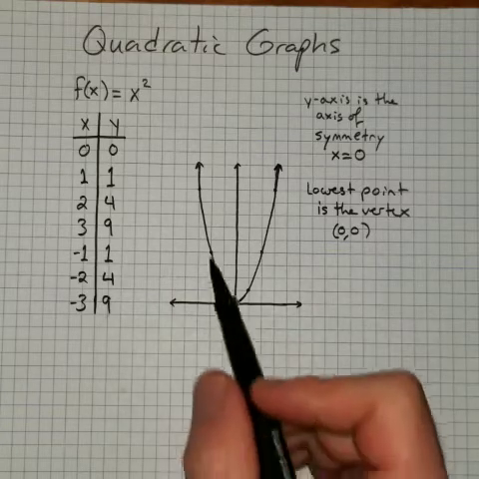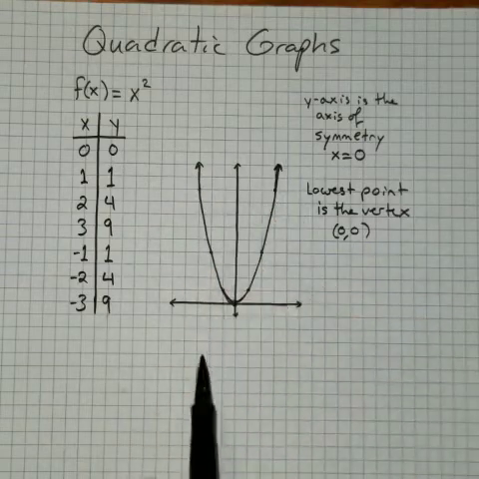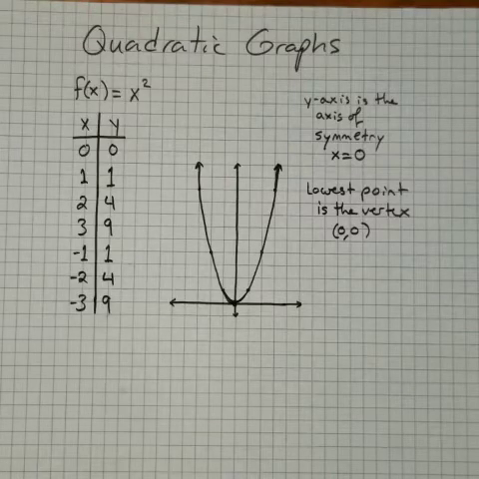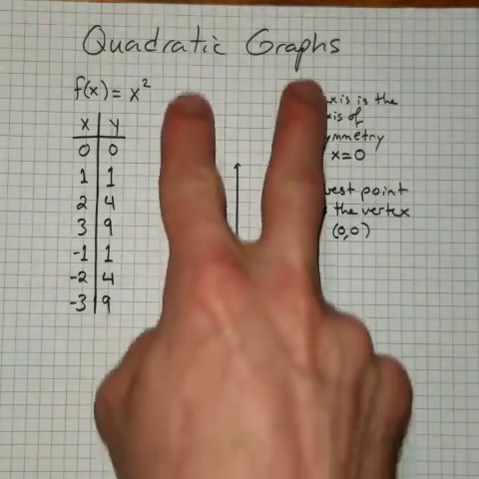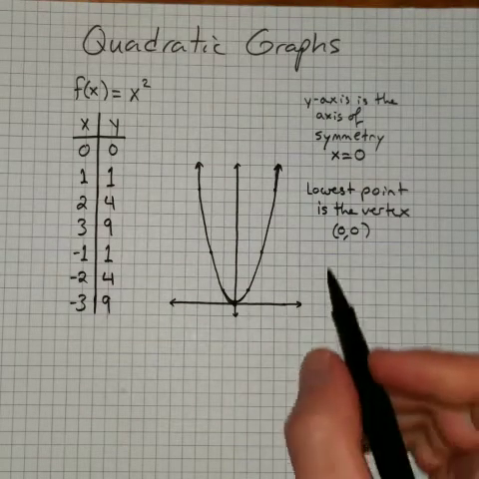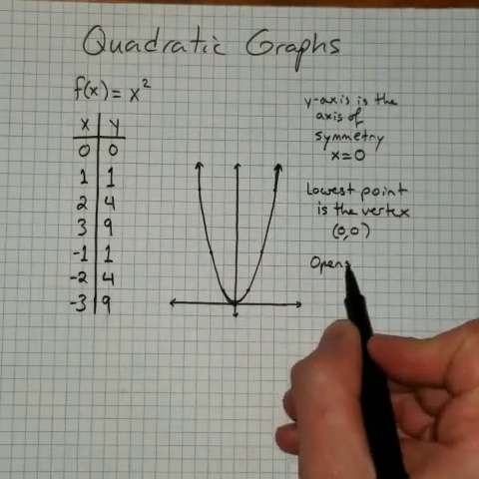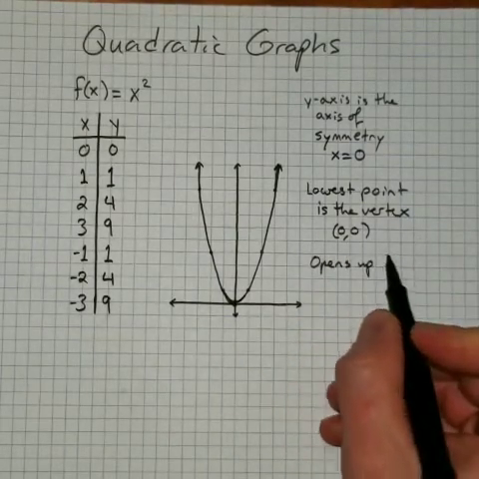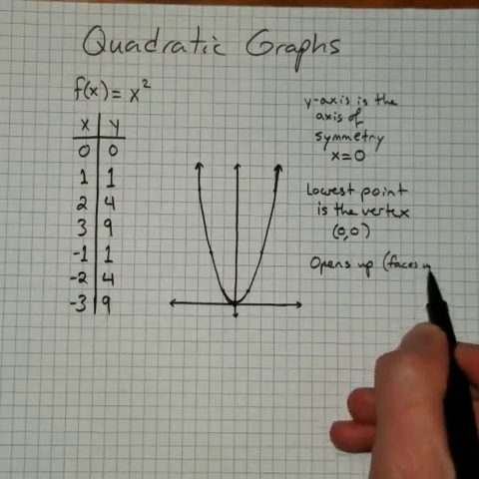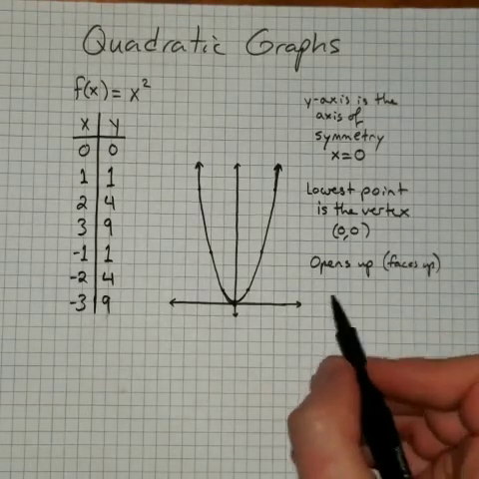Another important feature of this graph is that both of these arrows, what I call the tails, are going in the upward direction. So we say that this graph opens upward. Okay, the direction that the tails go in would be the direction that it opens or faces. So some books call it different things. So we're going to say opens up or faces up. You could write it that way. Faces up, and that's because both arrows point upward.